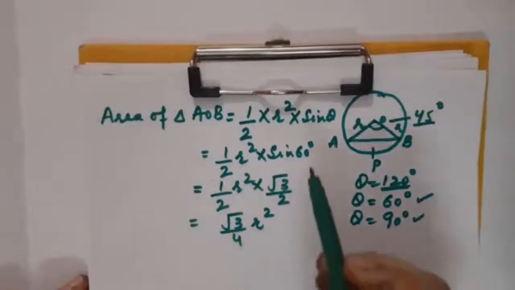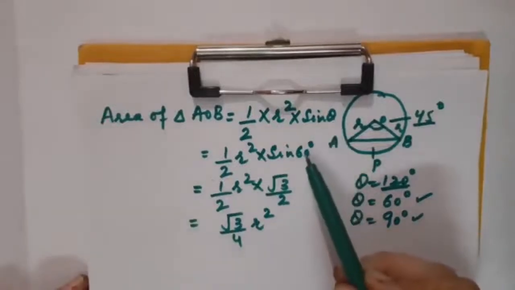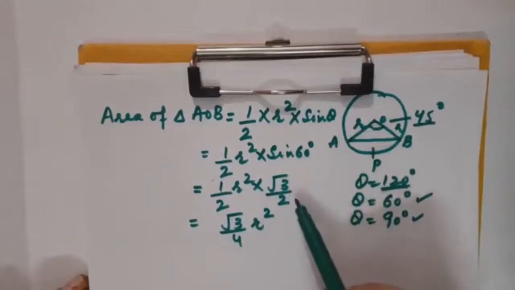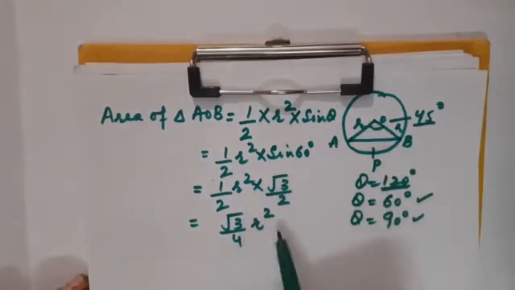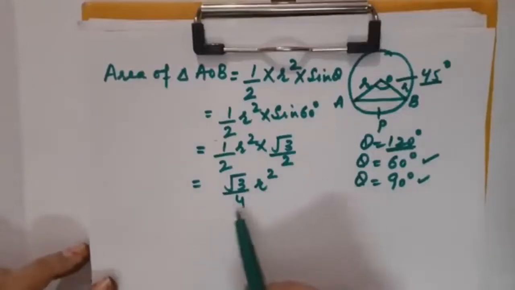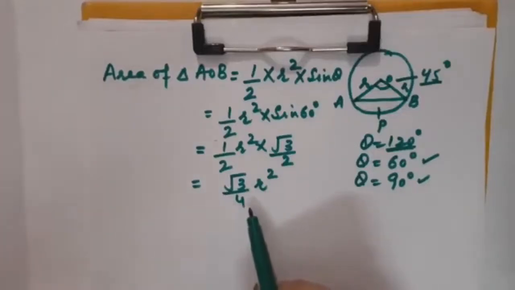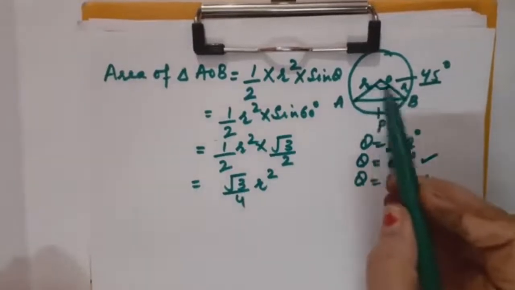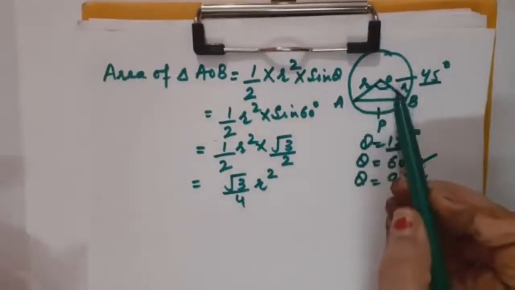So children, look here. When I inserted the value of theta as 60 degree, I know sine 60 is root 3 by 2. So I have got root 3 by 4 r square. Isn't it the formula to calculate the area of an equilateral triangle? That is root 3 by 4 side square. Here, what is the side? Side is r only. Correct?